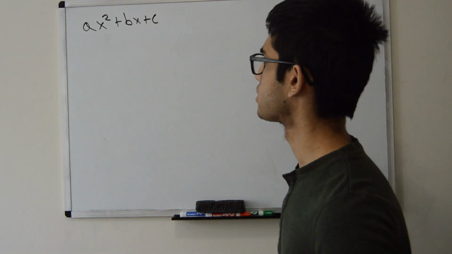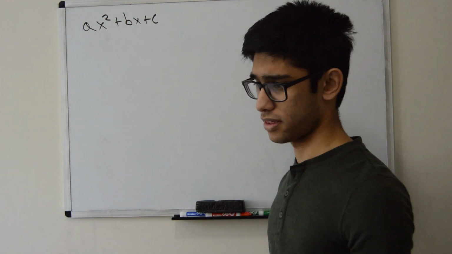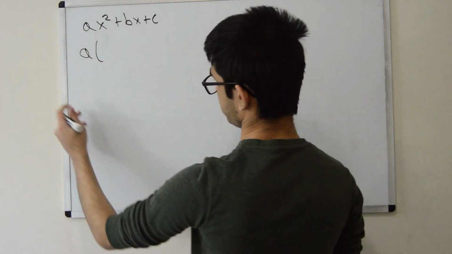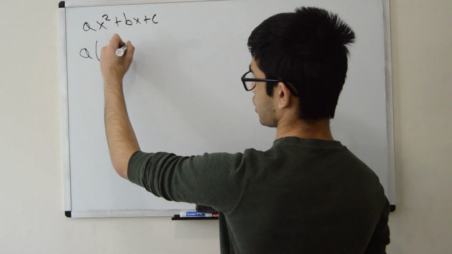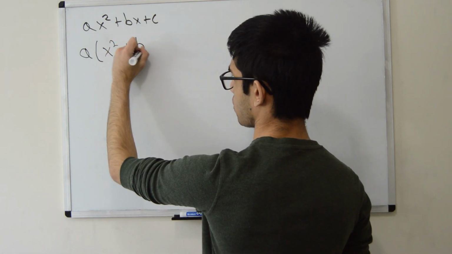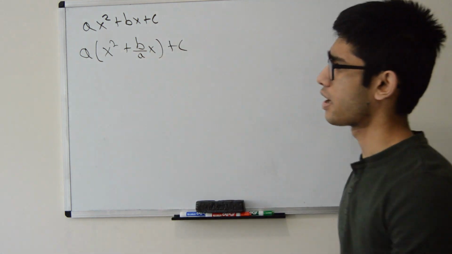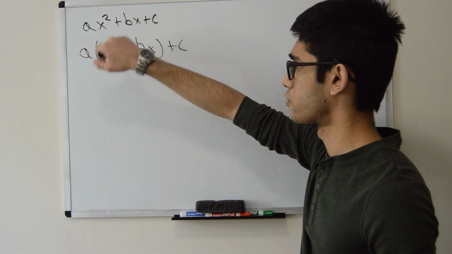So what I mean by that is, just watch. I'm pretty sure if you're familiar with the complete the square method, then you already know what I'm going to do. I'm going to pull the a out, right? Only out of the first two terms. So I'm going to have x squared here, and I'm going to have b over a x plus c, right? I haven't done anything that has changed the formula. I've only pulled the a out of the first two terms.